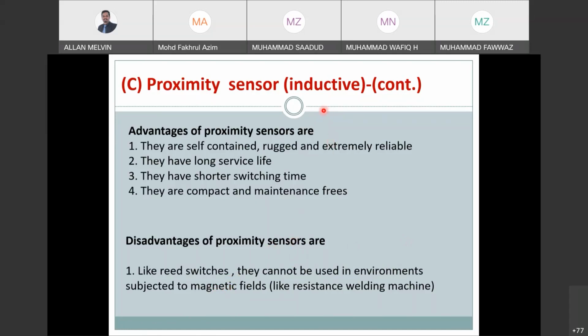This inductive type proximity switch, dia akan keluarkan error. So sometimes no product, dia akan detect like other product. So sometimes other product dia tak detect. So it will become unreliable lah in a magnetic field environment.